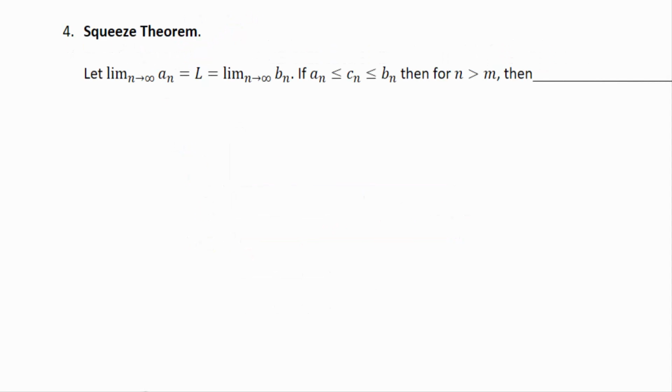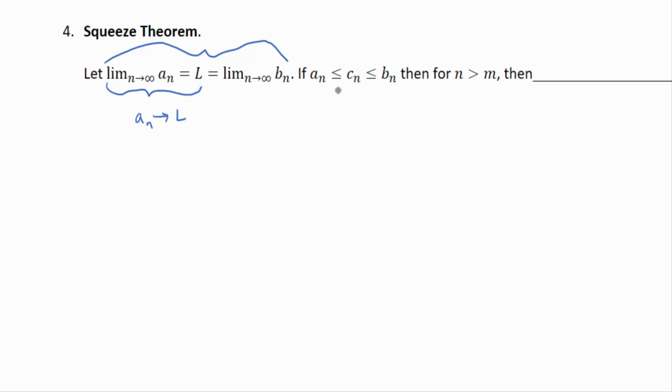Here's a carryover from Calc 1. Remember the squeeze theorem? So let's let the limit as n goes to infinity of a_n equal L. Again, that's the same thing as saying a_n approaches L as n goes to infinity. So the "as n goes to infinity" or "as n gets bigger" is implied when you use the a_n arrow L notation. So let's suppose the limit of a_n equals L and the limit of b_n equals L as well. That's what I'm saying in this first sentence here.